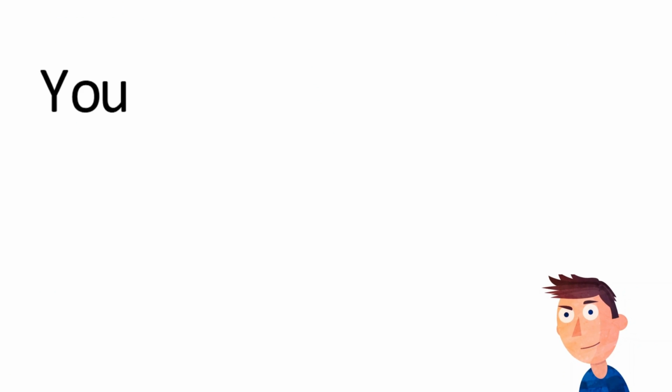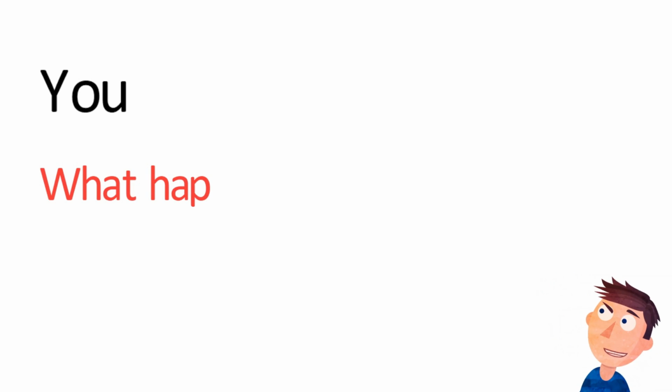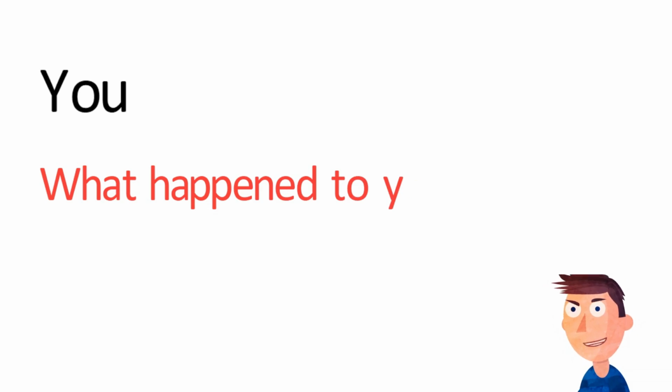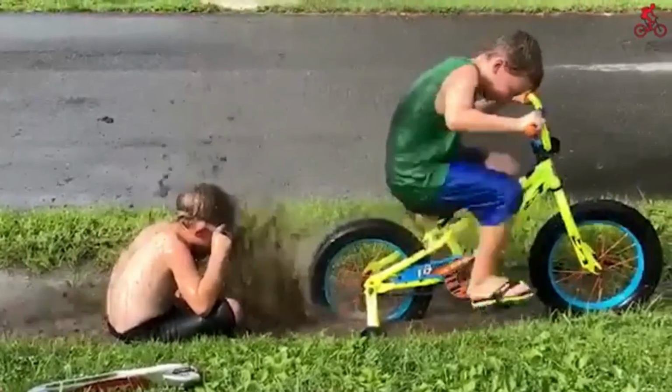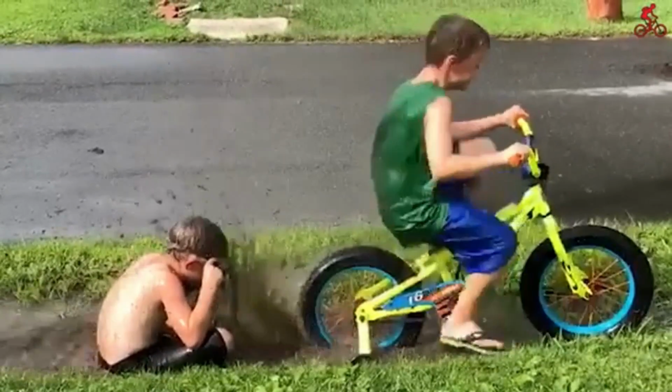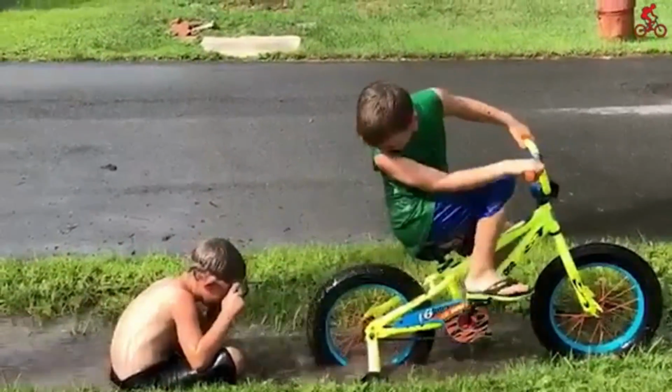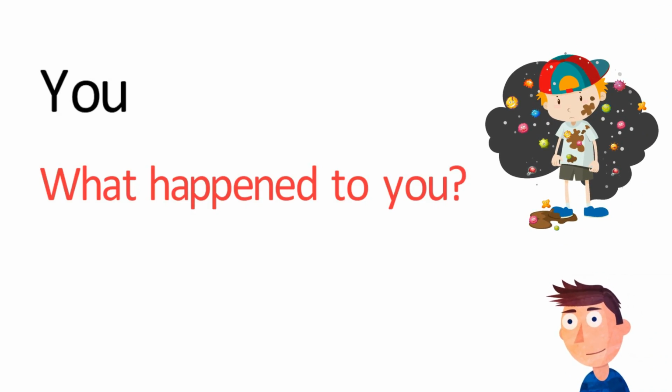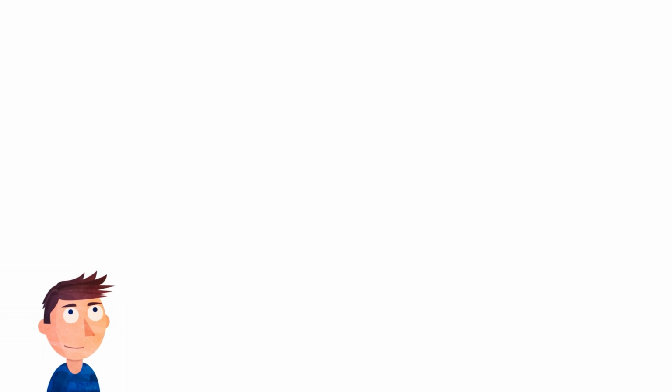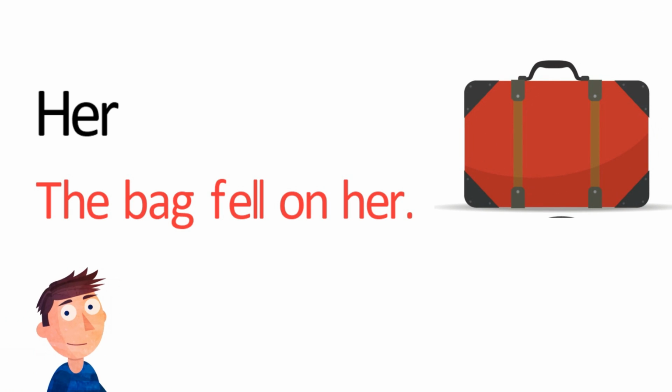You, at the end of a sentence to show that the person in front of you received the action. Like, what happened to you? Her, when I want to talk about a female that received the action. Like, the bag fell on her.